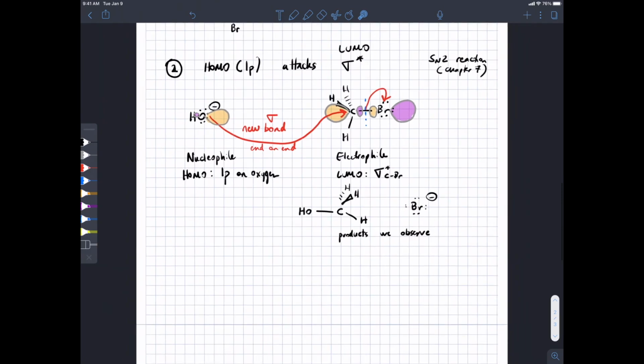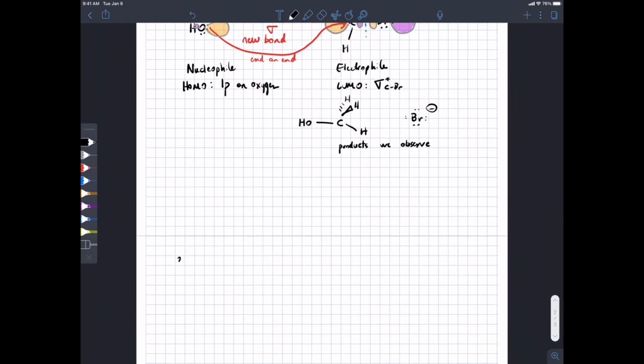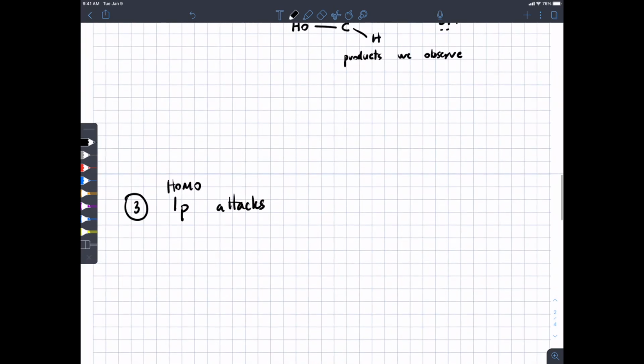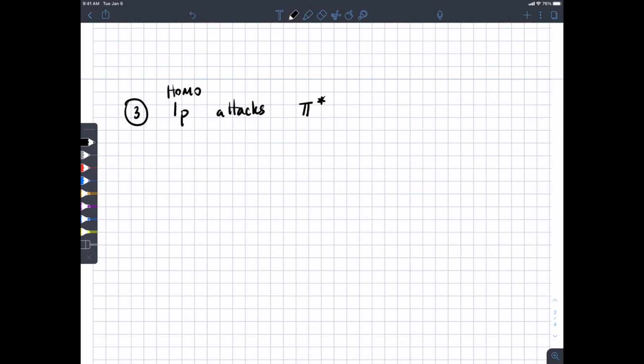Let's keep going with lone pairs attacking LUMOs. So our third example will be lone pair attacks of a nucleophile. Some highest occupied molecular orbital of a nucleophile attacks a pi star. Okay. So let's do, say, this molecule, which is called ethoxide. It is the conjugate base of ethanol. This is going to be our nucleophile, and again, the HOMO is going to be a lone pair on oxygen. Let's have our electrophile be this aldehyde.